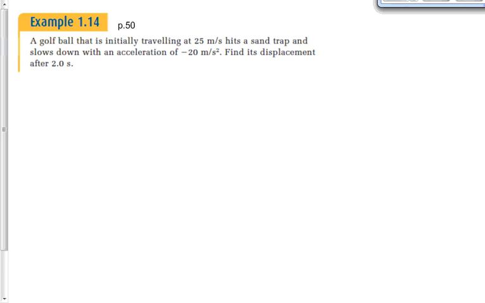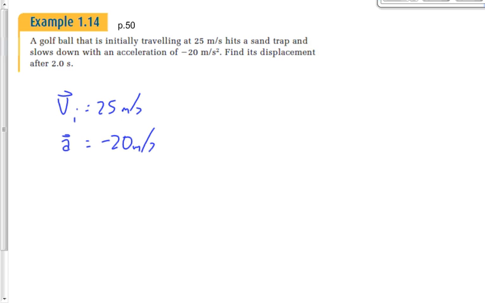Golf ball that is initially traveling at 25 meters per second. That makes VI 25 meters per second. We don't know which direction, right? North, south, east, west, we don't know. Let's make it the positive direction. It's going 25 meters per second, the positive direction, whatever that means, whatever that is. Slows down with an acceleration of -20. Oh, they give me a break here.